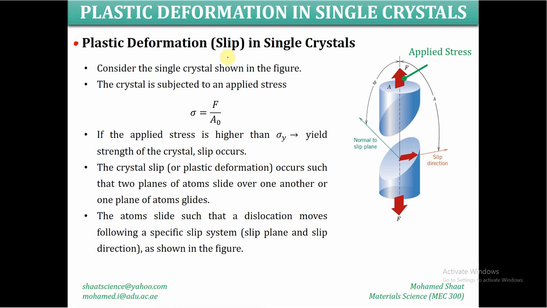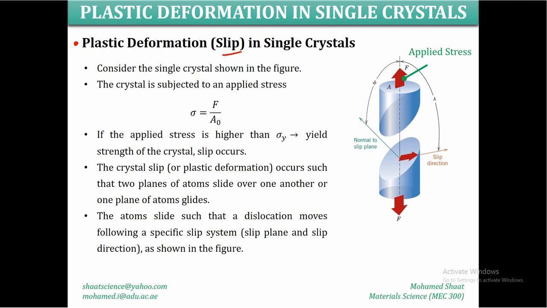Plastic deformation, or slip, as we define it, is the slip that describes the dislocation movement over a certain crystallographic plane following a certain crystallographic direction within the crystal structure. So think of it like you have a single crystal, and this crystal could be an FCC crystal, a BCC crystal, a hexagonal crystal, or any other type of crystal system that we covered in chapter 3.